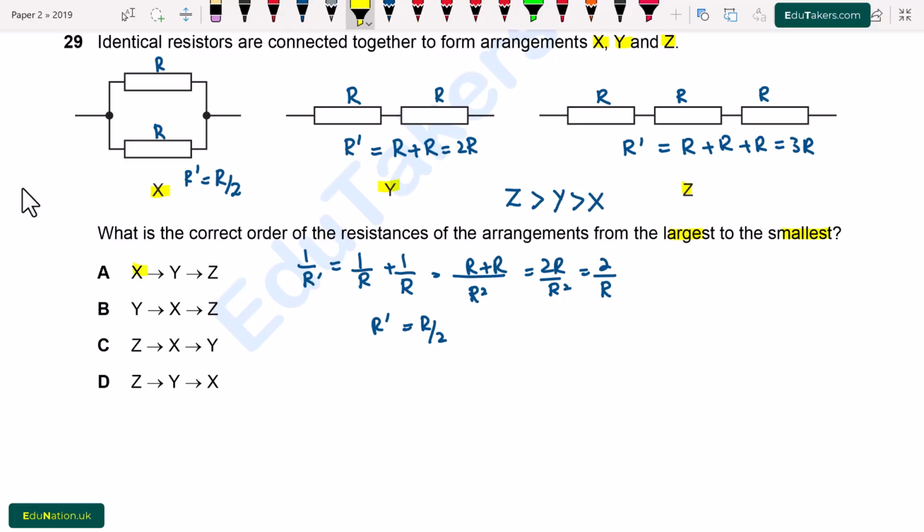Option A, X, Y and Z. B, Y, X and Z. C, Z, X and Y. D, Z, Y and X. From here, option D is correct, which shows the correct order of the resistances.